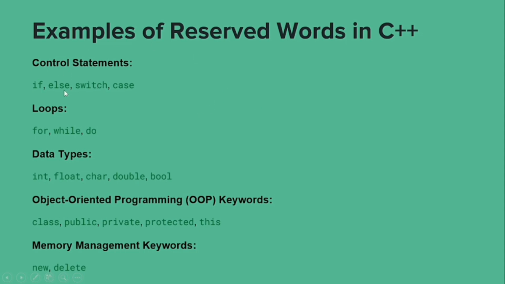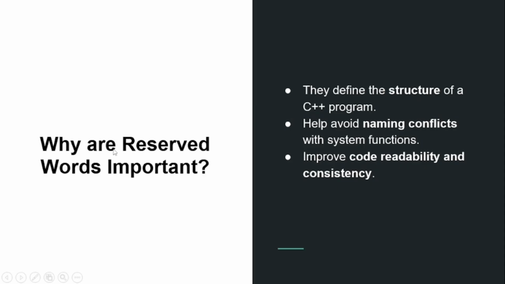These types of words have a specific task. We cannot use them as variables, but they have some task. If I tell you what an if statement is, we are going to learn it in these videos. An if statement depends upon the condition. If the condition is satisfied, the control transfers to the inside of the if statement.